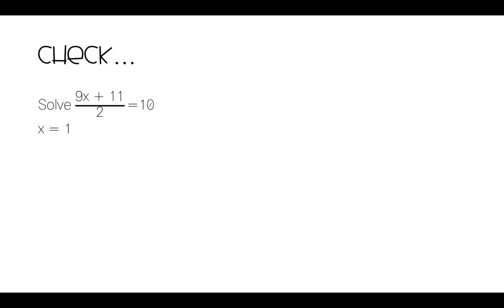So now we're going to check it. Substituting it in, we get 9 times 1 plus 11, over 2. 9 times 1 is 9, plus 11 gives us 20 divided by 2, and 20 divided by 2 gives us 10, which is what we were looking for.